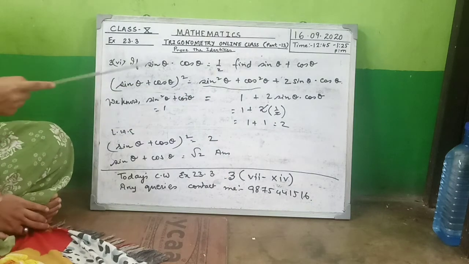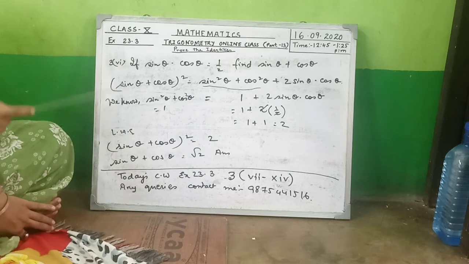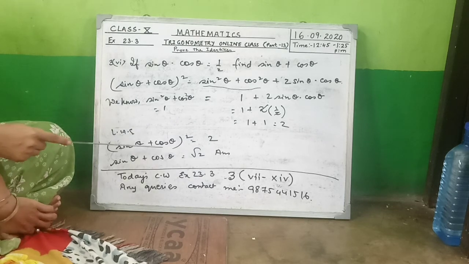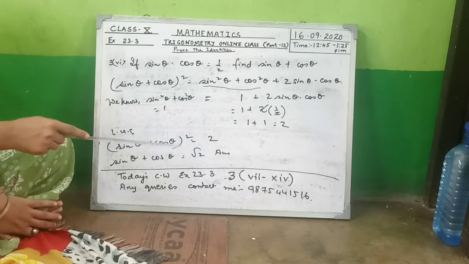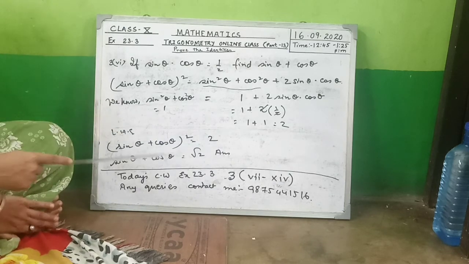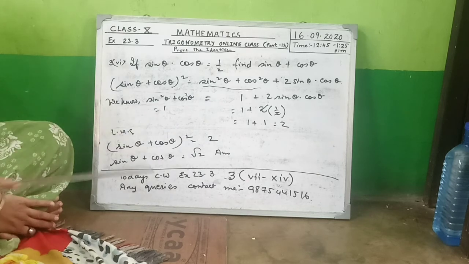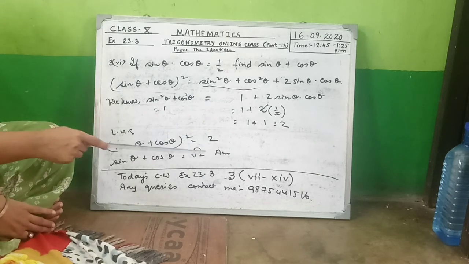So on the LHS, what is it? Sin theta plus cos theta whole square is equal to 2. So just take the root to that side and the square gets removed. Squaring both sides, what will we get? Sin theta plus cos theta is equal to root over 2.